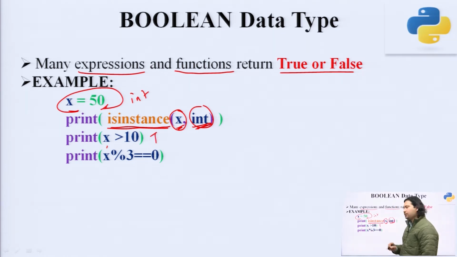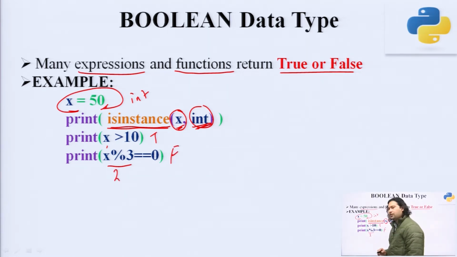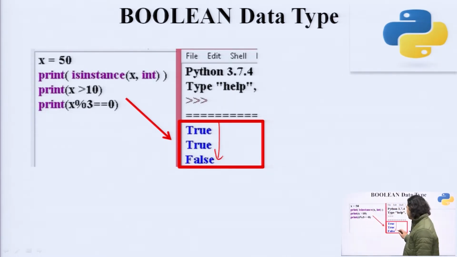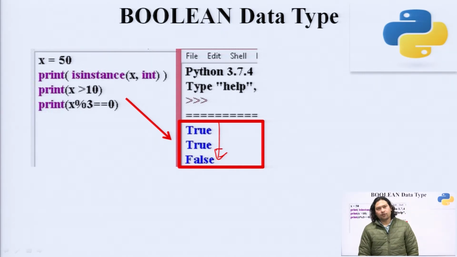But what about the next one? Now, here we are performing an operation, and after that we are again checking the condition. The operation is modulus, we are checking for the remainder, x modulus 3, that means x is 50, 50 divided by 3, it will be divided up to 48, the answer is 2. So, is 2 equal to 0? No, it is False. Now, here you can see. So, that is it for the Boolean data type.